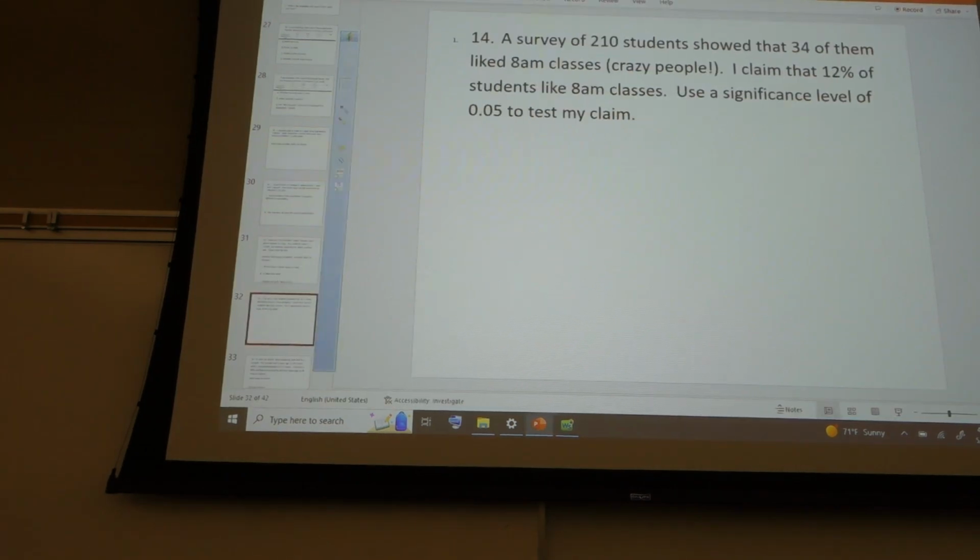Now, number 14. A survey of 210 students showed that 34 of them like 8 a.m. classes. I claim that 12% of students like 8 a.m. classes, with a significance level of 0.05 to test my claim. What kind of problem is this?